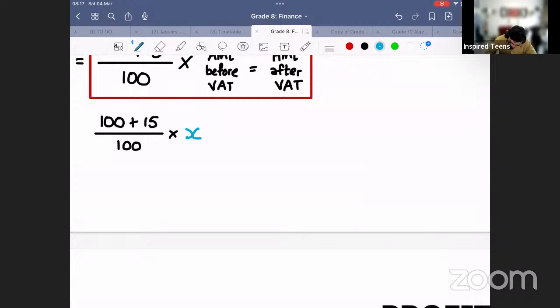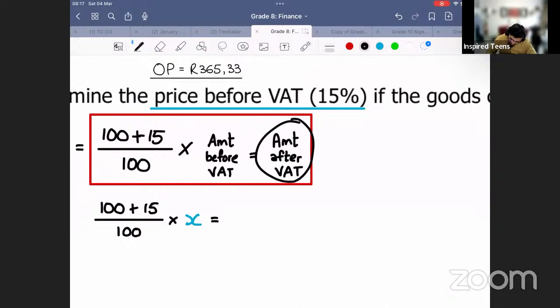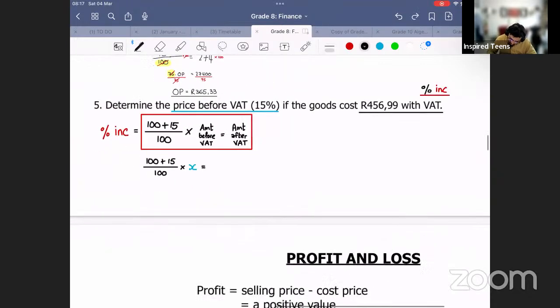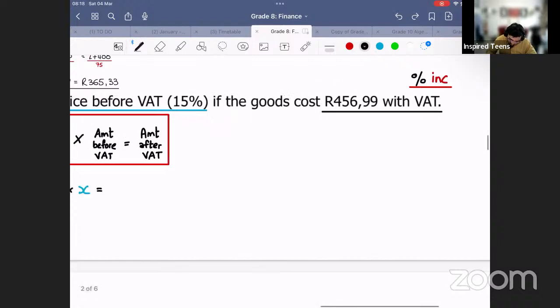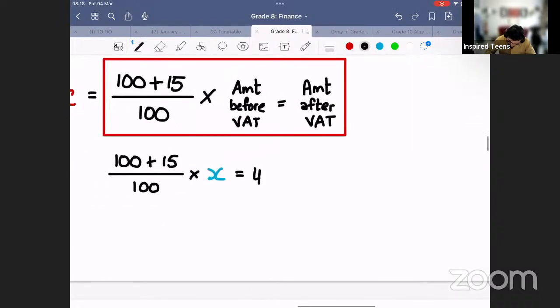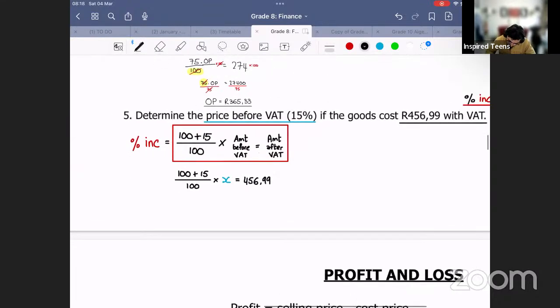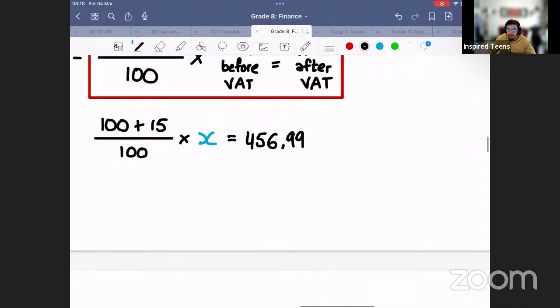Then I'm going to say equal to the amount after VAT that we have. It says that the goods cost 456.99 with VAT. So that's the amount that I have. 456.99 is the amount that these goods cost with VAT. So now I need to solve algebraically. We'll go through it. Let me just think.